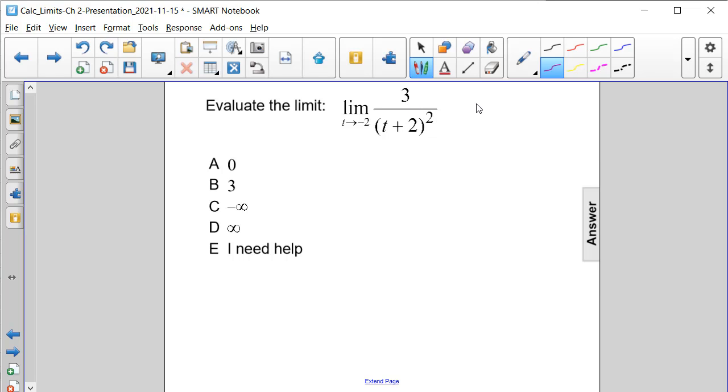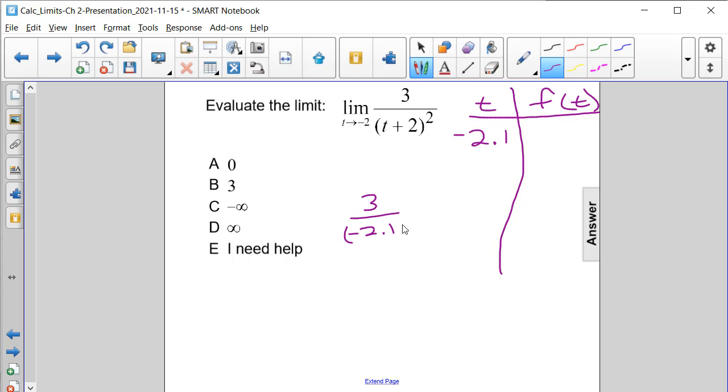So let's start by making a table. So we have t and then f of t. And let's start by approaching negative 2 from the left. So that'll be negative 2 and 1/10. And if we substitute that in here, we'll get 3 over negative 2 and 1/10 plus 2, quantity squared.